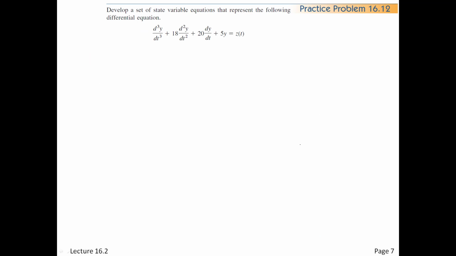All right, we're going to try another one. Problem 12. So here is a given differential equation.